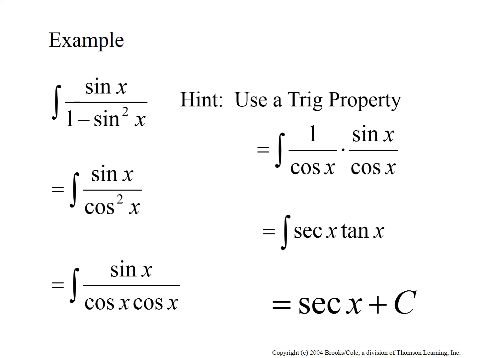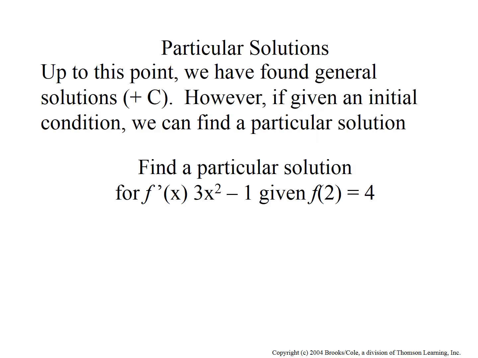Okay, there's one last concept that we have to cover, and that is finding a particular solution. Up to now, we've been using C to find what we call a general solution. The particular solution finds that value, that constant that was being added at the end. That's what the particular solution will do. Notice in order to find the particular solution, you have to be given an initial condition, and this is our initial condition. So in other words, when x is 2, y is 4. That's our initial condition.